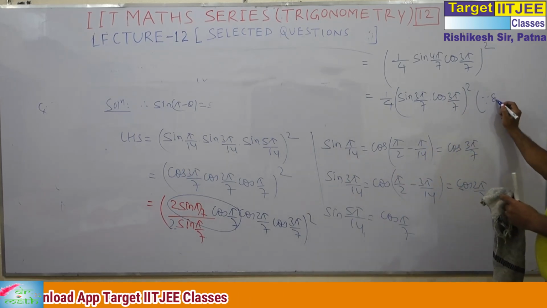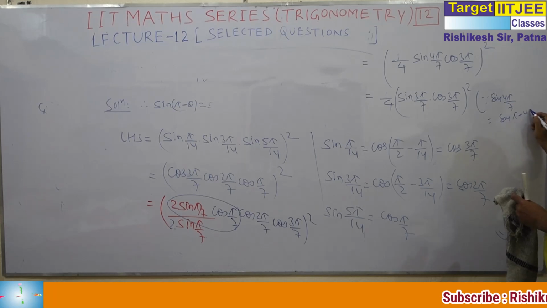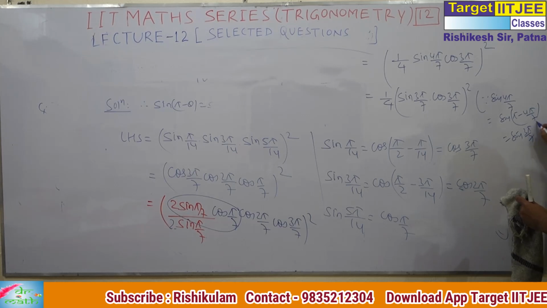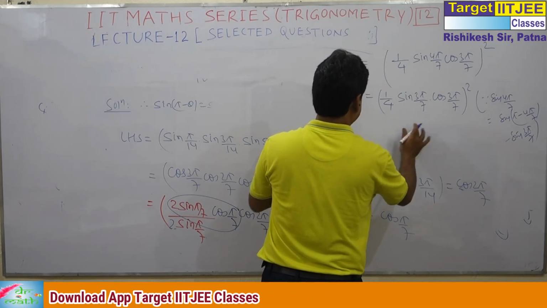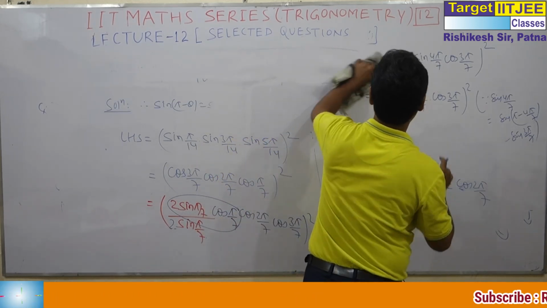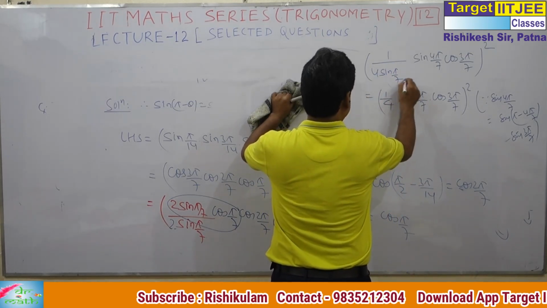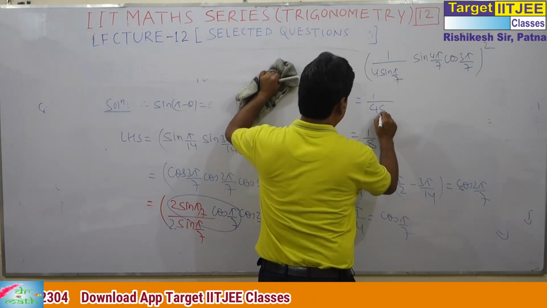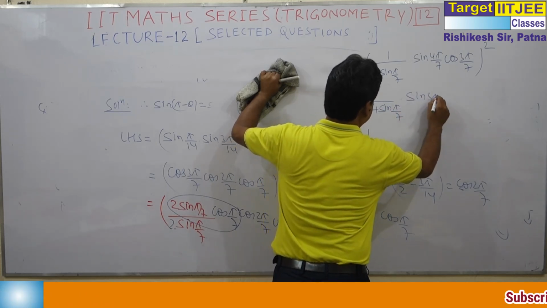Why? Sine 4 pi by 7 is sine of pi minus 4 pi by 7, what? Sine 3 pi by 7. I start doing this idea. 1 by 4 inside bracket. This is what? 1 by 4. No, let me correct. 1 by 4 sine pi by 7 sine 3 pi by 7.